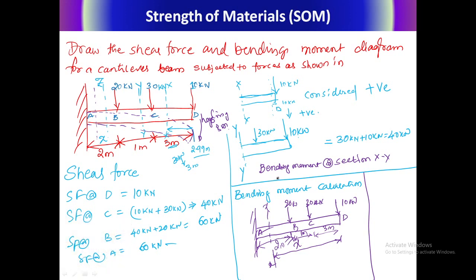Now let us take x as the distance for 10 kilonewton. x into 10, okay, plus x minus 3 into 30 kilonewton, plus x minus 4 into 20 kilonewton. Now this is a generalized equation, right? Now I'll rewrite the equation once again here, okay. So what is the equation?